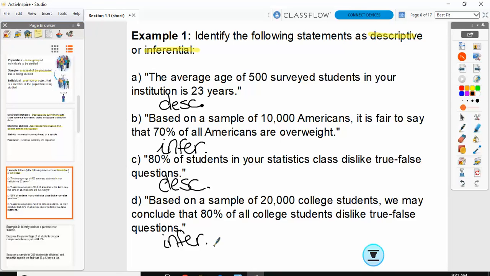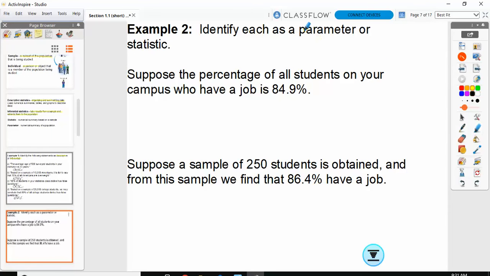We understand the difference between those two? Let's look at parameter versus statistic. Okay, so when I'm talking about a parameter, that deals with what? The entire population. And a statistic deals with a sample.